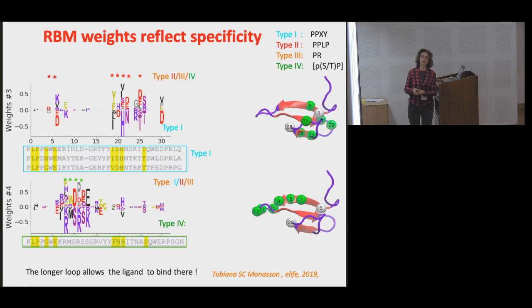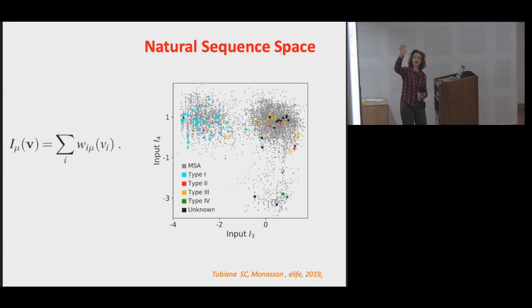But for example, there is another weight vector which we call 4, which is localized on this loop here, and is important to identify sequences of group 4 with respect to sequences of group 1, 2, and 3. So practically, by the input, you can classify the different clusters corresponding to the different types of sequences and types of specificity.